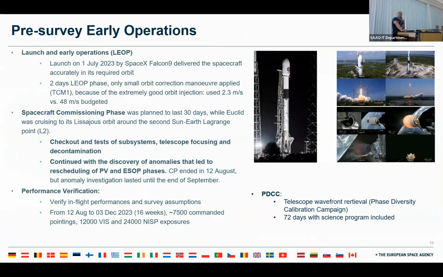Now just going quickly through that, we were very successful at the early mission phases. The orbit injection was perfect using the SpaceX Falcon 9 rocket, which was followed by 1 month of commissioning phase during the cruise from low Earth orbit to L2. That was followed by performance verification, which ended on the 3rd of December 2023. Then we had 72 days of the so-called phase diversity calibration campaign, which I will talk a little bit about at the end if I have time. It's really essential for the PSF modeling.